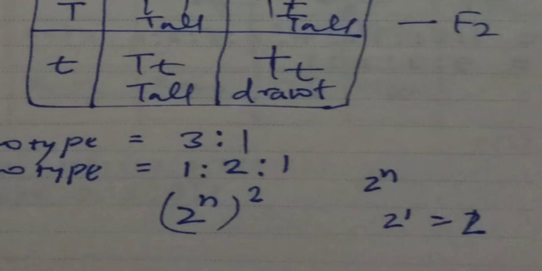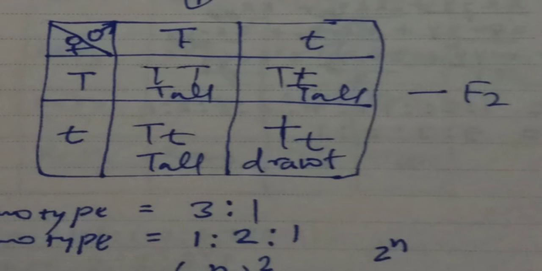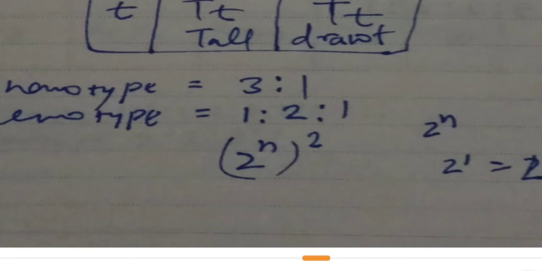So when we make a monohybrid cross, 2 to the power 1 equals 2, so two types of gametes are formed: capital T and small t. Similarly, when we make a dihybrid cross, the value of n is 2 and 2 to the power 2 equals 4. So in a dihybrid cross we will see 4 gametes are formed, and we can easily count the offspring of the F2 generation by using the formula (2 to the power n) whole square.